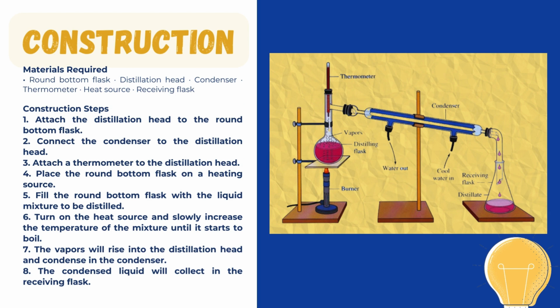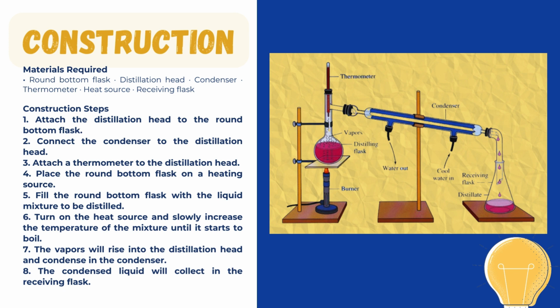So guys, now talking about the construction of simple distillation, we will start our discussion firstly with the materials required in the construction. As you can see in the picture displayed, the simple distillation assembly comprises a round bottom flask, a distillation head, a condenser, a thermometer, and a heat source. Okay, we will be moving towards how the assembly is made, its construction steps.